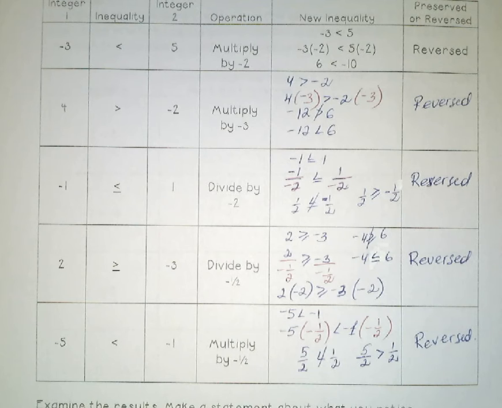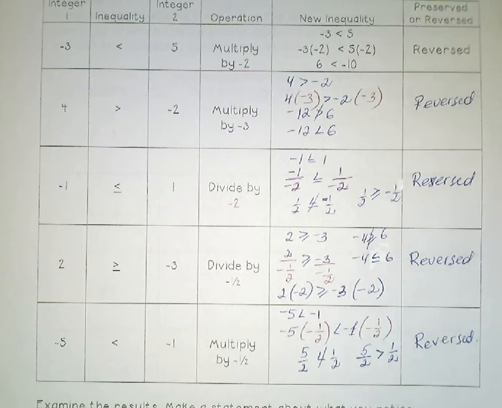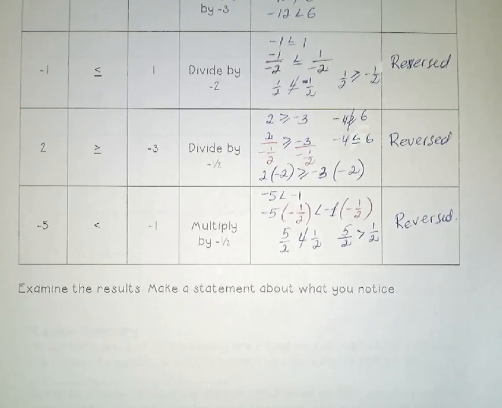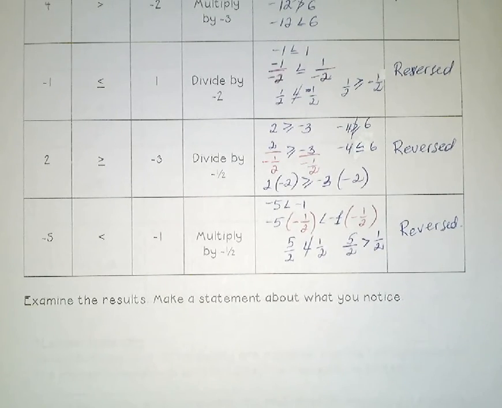All right, so as we can see, in all the cases, the sign has to be reversed. Those are the cases when we are multiplying or dividing by a negative number. It can be a fraction, a whole number, or a decimal. So the sign reverses when that multiplication is by a negative rational number.